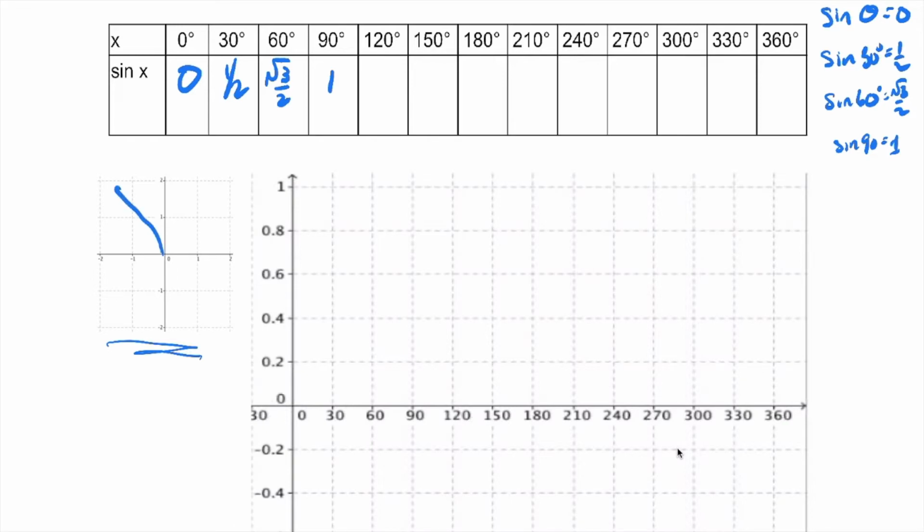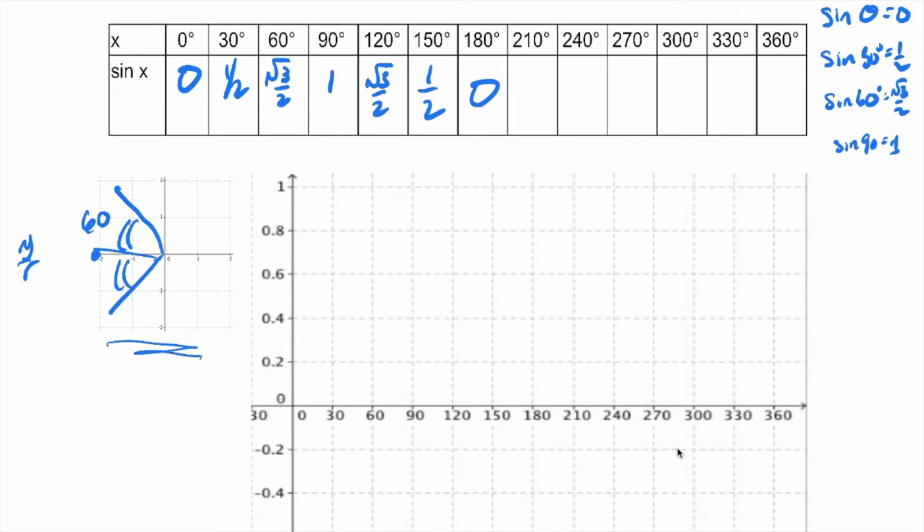120 might look something like that. Again, our reference angle here is going to be 60. So sine of 120 is really the same thing as sine of 60, which is root 3 over 2. Likewise, sine of 150 is the same thing as sine of 30, which is 1/2. Sine of 180, sine again is y over r. In this case, at 180, y is 0, so sine of 180 is going to be back down to 0.